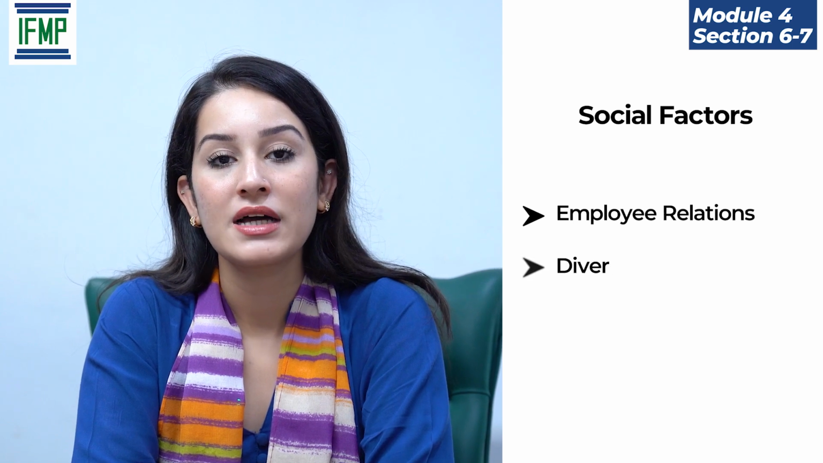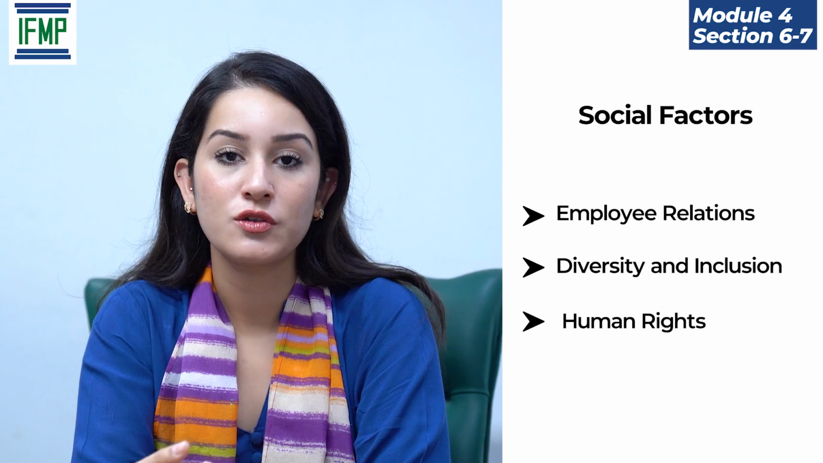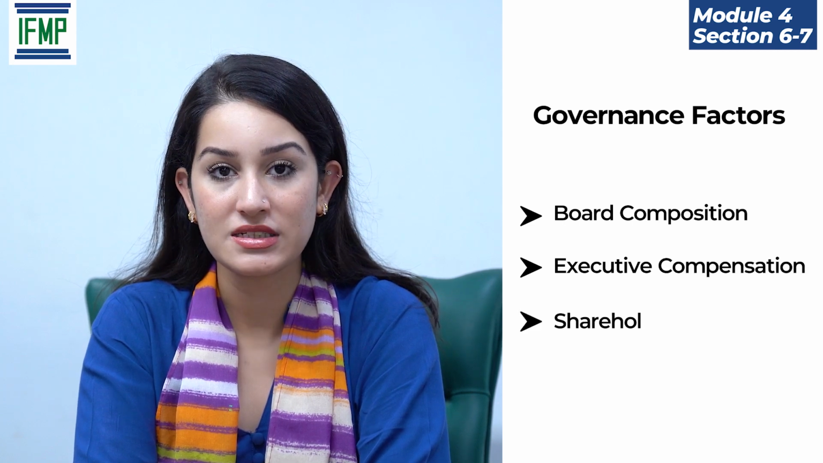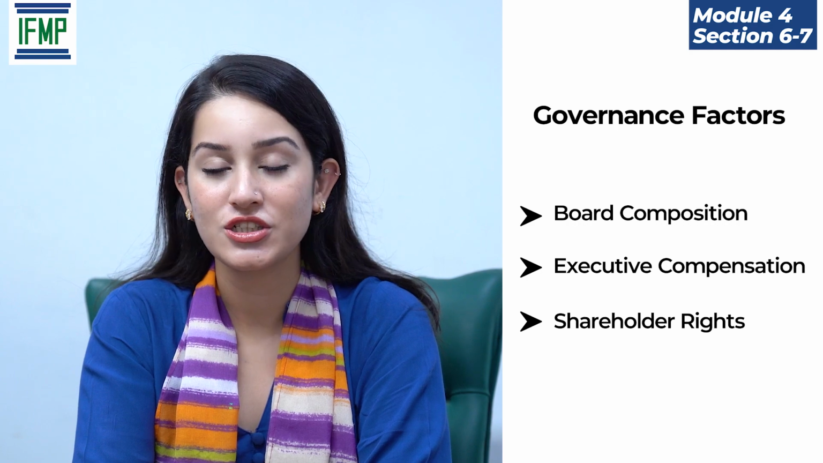Next up are social factors. This includes a company's impact on society, including employee relations, diversity and inclusion, and human rights. And lastly, we have governance factors, examining a company's management and decision-making capabilities. This means examining the board's composition, executive compensation, and shareholder rights.